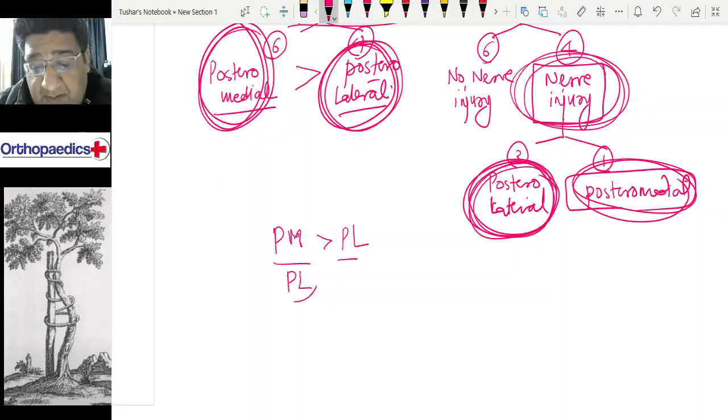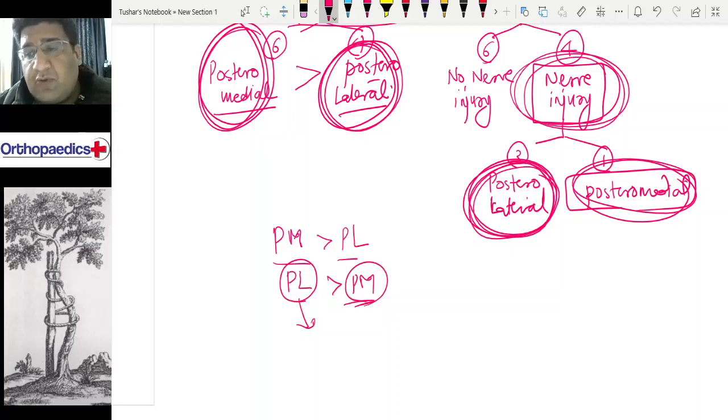But a PL displaced fracture will complicate into nerve injury more commonly as compared to a PM displaced fracture. So overall, the most common nerve injury seen with this fracture has traditionally been with which displacement? Posterolateral. And what is that nerve injury? That is anterior interosseous nerve injury.